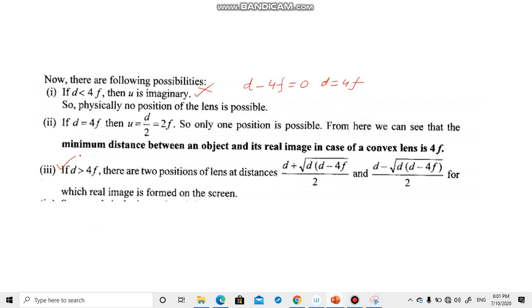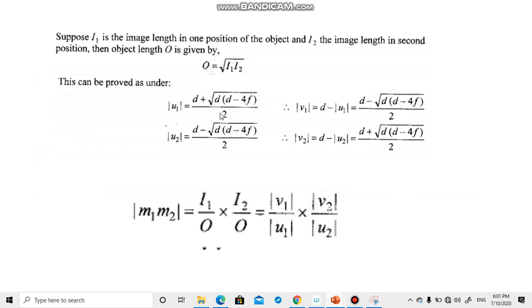So here what you will get? You will get two roots, alpha and beta. That means two positions of the lens are possible in such a way that two real images will be created.